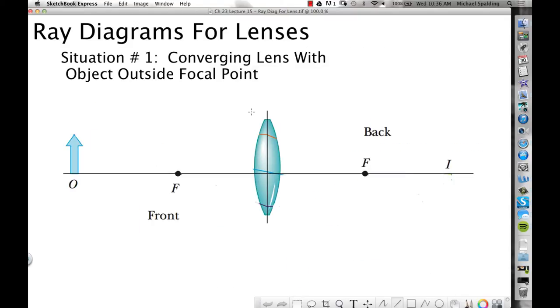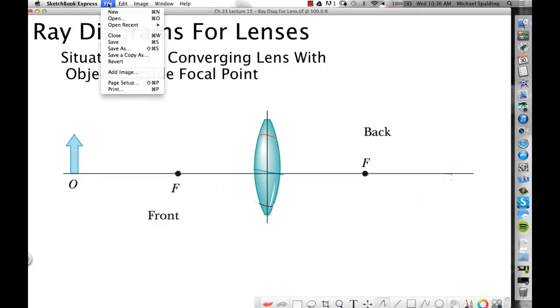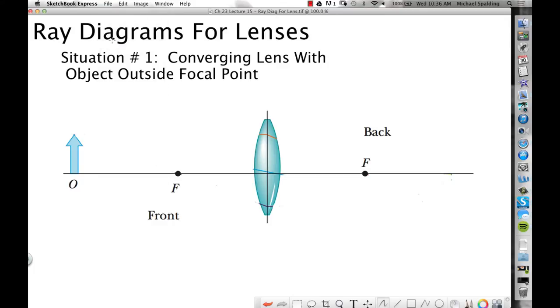Okay, so the first situation, converging lens with the object outside the focal point. Oop, let me erase this. I'll give you like 2 minutes. Try this on your own. Okay, so first ray, here's how you do it. It's a converging lens. So first ray, you draw it parallel to the principal axis.